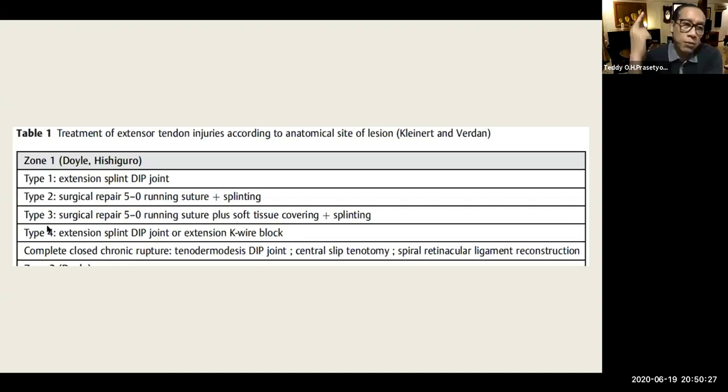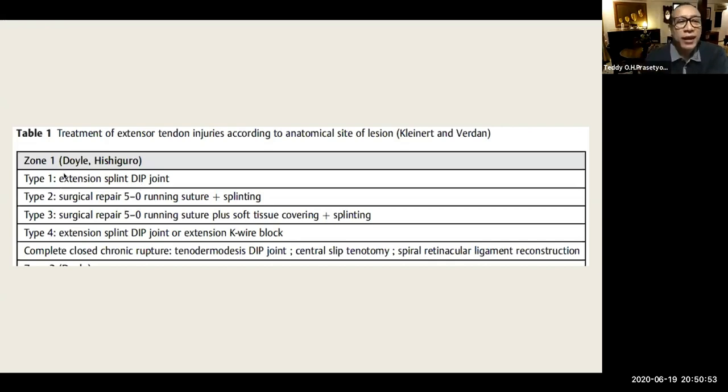So there are 4 types that people may differentiate for the mallet injury, or the injury to the extensor tendon at zone 1. So type 1 is basically a closed injury. You do not get any wound. Extension splint is the treatment, just by splinting, right?